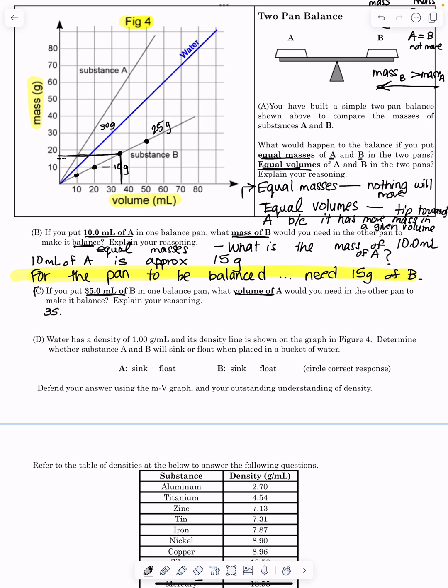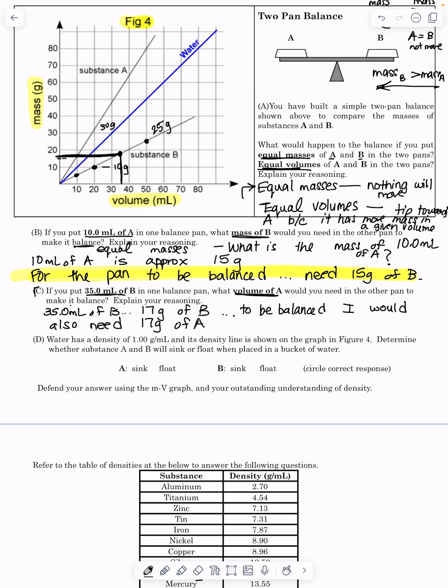So if I have 35 milliliters of B, according to the graph, that would be about, I'm gonna estimate, maybe about 17 grams of B. So if I have about 17 grams of B from 35 milliliters of B, and then it says what volume of A, well, in order for the pan to be balanced, I would also need 17 grams of A.